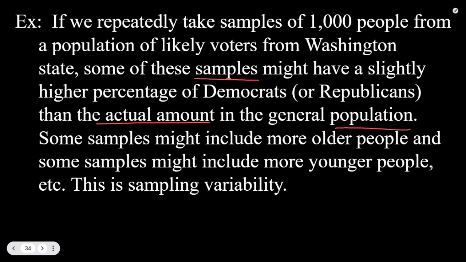Now, does that matter? No. You might also have a situation where other samples might include more older people than there are in the general population, or more younger people than there are in the general population. And again, this is just called sampling variability. It's not a big deal. It just happens when you take these samples, even if they are random samples.